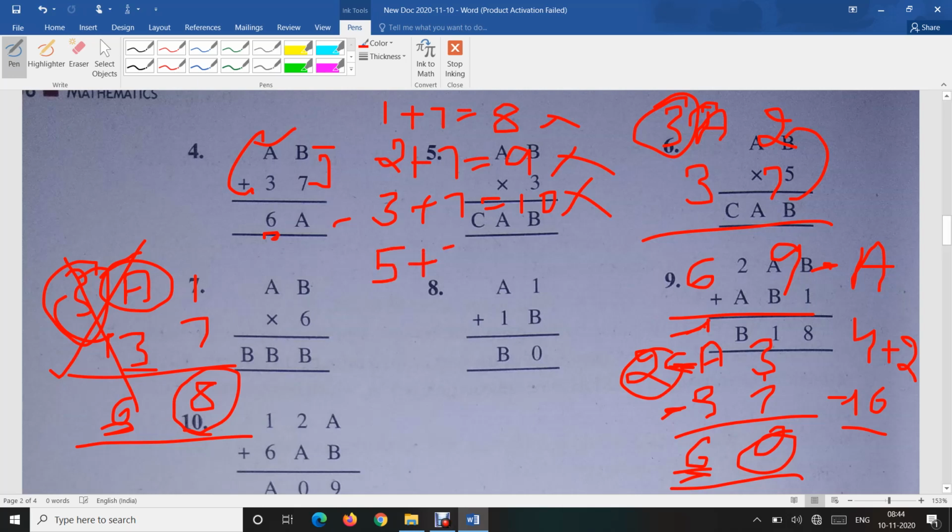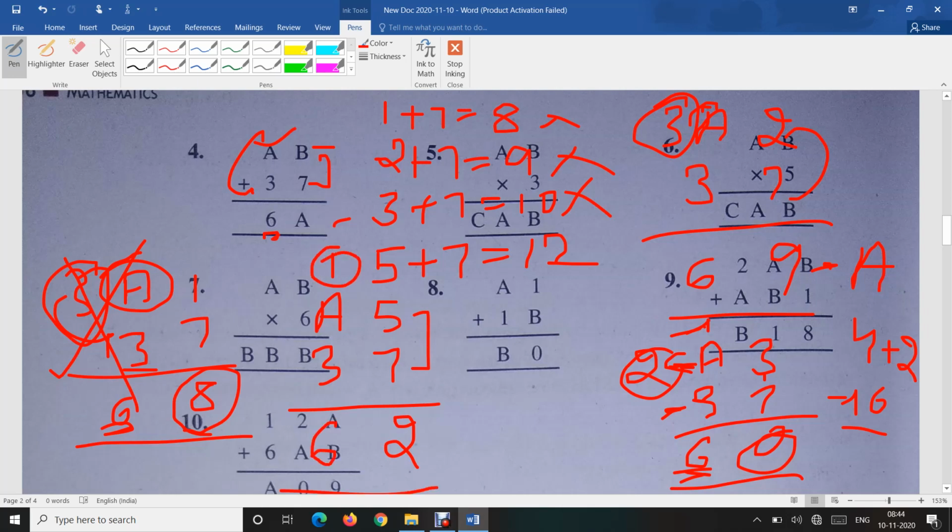Let us try for 5. 5 plus 7 is equal to 12, so let us try for that. a, and 5 at the place of b, then 3, 7. Then 5 plus 7 is equal to 2, 1 is carried forward. Here we should have 6.